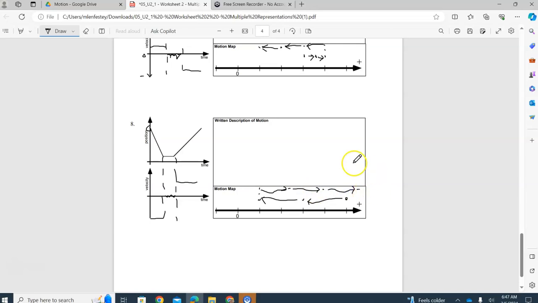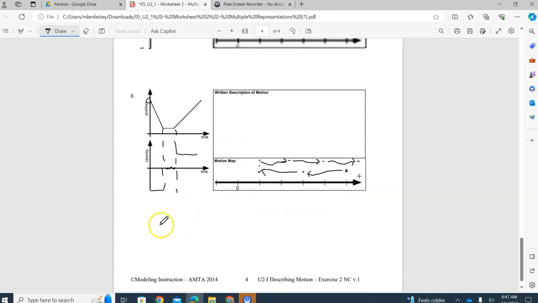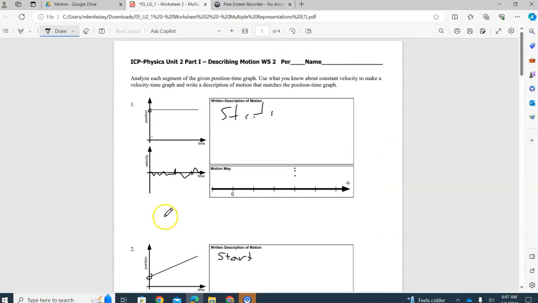All right, describing the motion, I would say it starts in front of the 0. It moves in the negative direction at a fast, constant speed, stops for a little while. Then it moves in the positive direction at a slower, constant speed. So slightly slower. It's not as steep as over here. All right, so that's what you should have done on this worksheet. So correct your understanding, correct your worksheet so you have good notes.